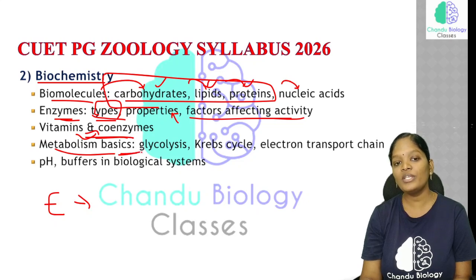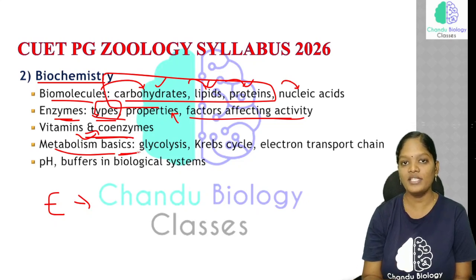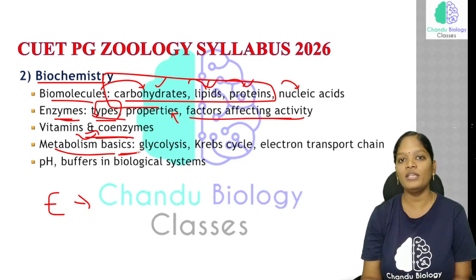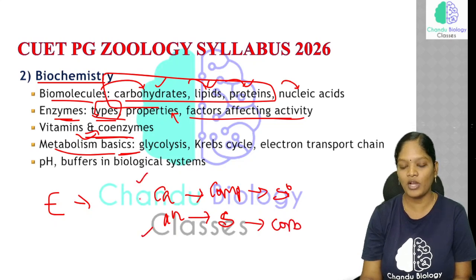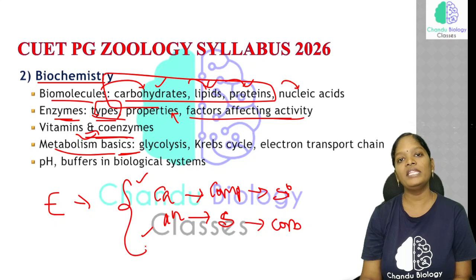So here we are going to study carbohydrate metabolism, lipid metabolism, protein metabolism and nucleic acid metabolism. Metabolism means either catabolism or anabolism. Catabolism means complex molecules are broken down into simpler molecules. In anabolism, many simpler molecules come together to form complex molecules. Together we call them metabolism.